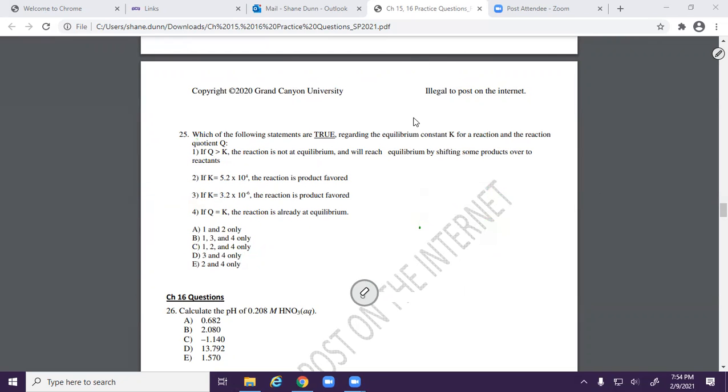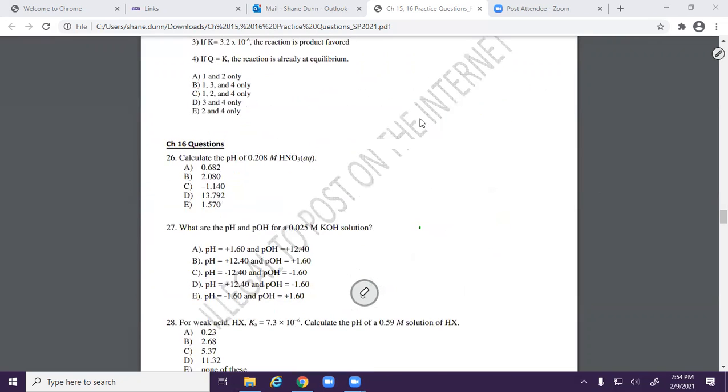Okay, now we're going to touch on some new territory. Some of you guys have covered this so far, some of you haven't. We're going to talk about acids and bases.